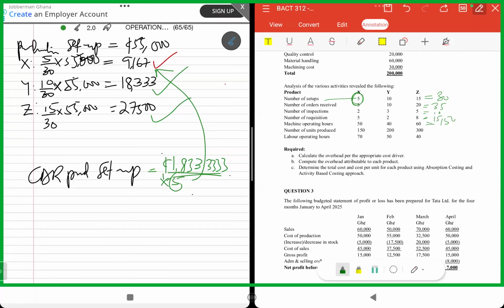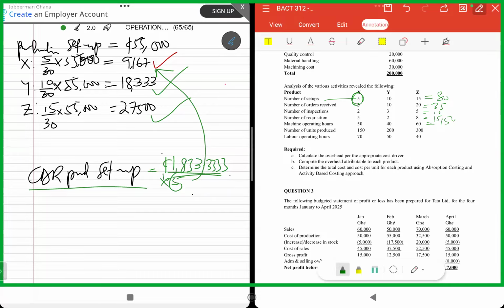Are you getting it? So the overhead is 9167. The 5 over 30 is the cost driver, the number of orders. So you've gotten 9167 as the overhead for X and the production setup. If you go and use the CDR first, it will be a long process. You will go and find a CDR for all the overheads, then come back, write production setup, then multiply the CDR by the activity level or the cost driver for each of the products before you get the 9167. So why don't we just use this method, which will give everything for us?